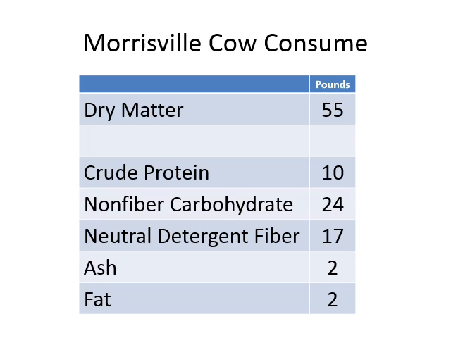We've got dry matter, 55 pounds, say in our pen 4 cows, and that'll include 10 pounds of crude protein, 24 pounds of non-fiber carbohydrate, 17 pounds of neutral detergent fiber, about 2 pounds of ash, and about 2 pounds of fat. What is she going to take those nutrients and what will she do with them?